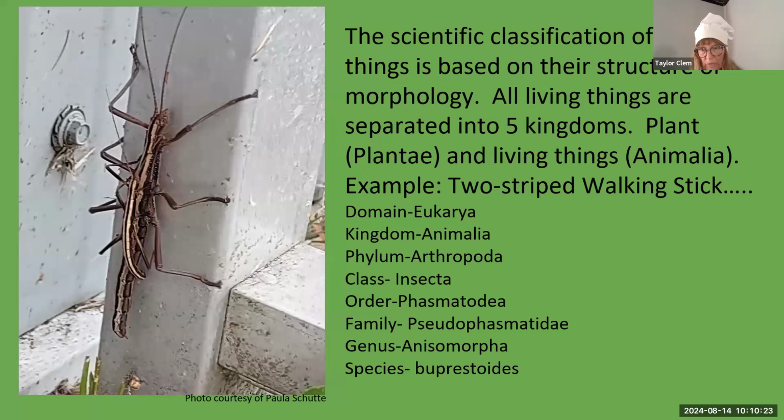I used my sample here, as you can see off to the side. This was discovered, and this is how it's broken down. And this over here is a 2-striped walking stick. But is it one? No. Look a little closer. There's 2. A male and a female, and they're having a grand old time.